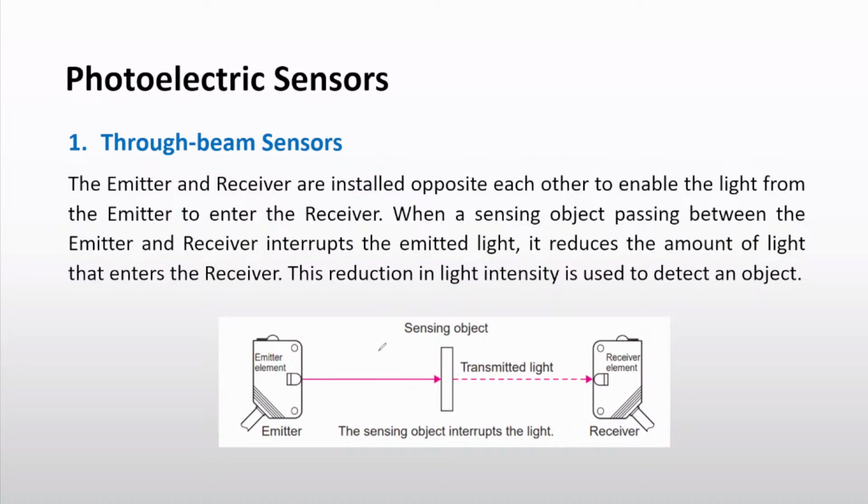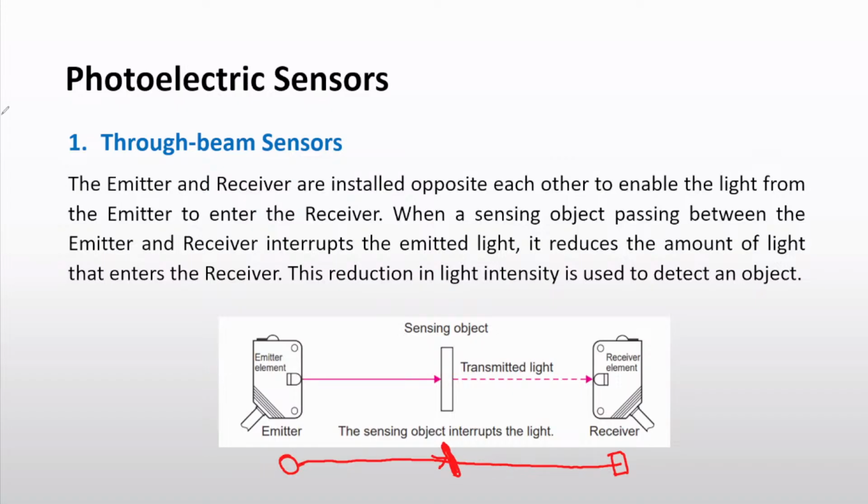So you can see, if there is no object, here is the emitter and here is the receiver. So this light can travel without any restriction. Therefore, you can see this object will be a restriction for this light beam.